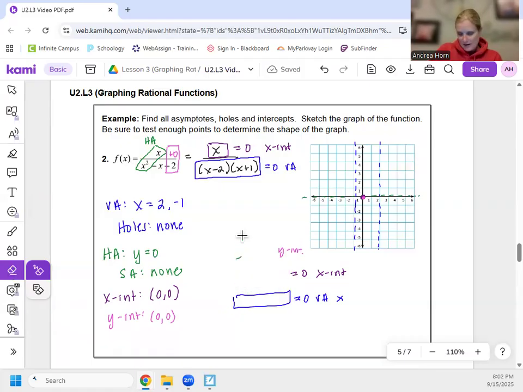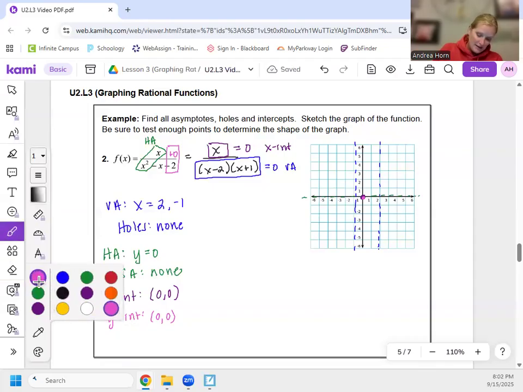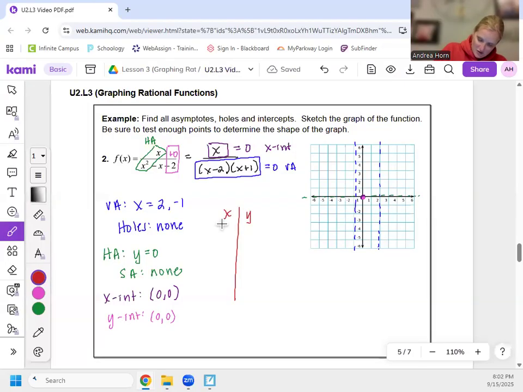Okay, but I need that out of the way because right now I've got all my key elements, and I did not get a lot of information about my graph. So that means I need to plug in some extra points. I'm going to plug in a point for each end section. So what am I talking about?